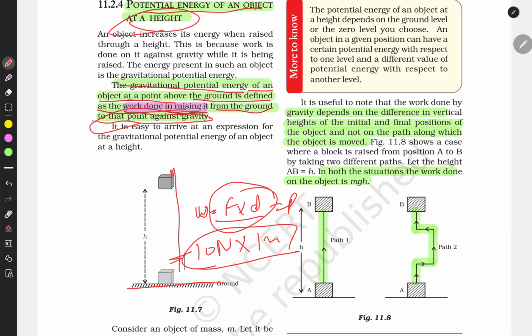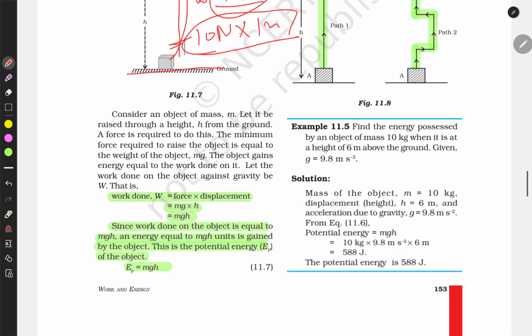The work done in raising an object from the ground is potential energy under gravity. This is what gravitational potential energy is. Work done will be force into displacement, mgh. Force is mg, mass into gravity. Since the work done on an object is equal to mgh, that much energy is gained by the object. This is called potential energy. So potential energy is mgh.